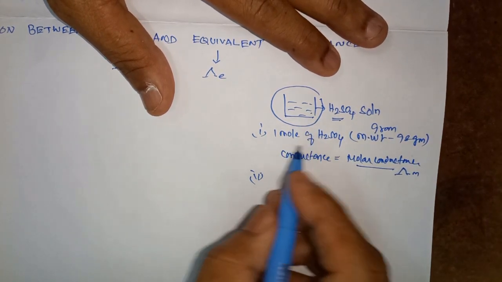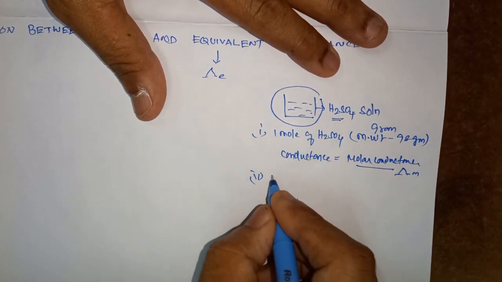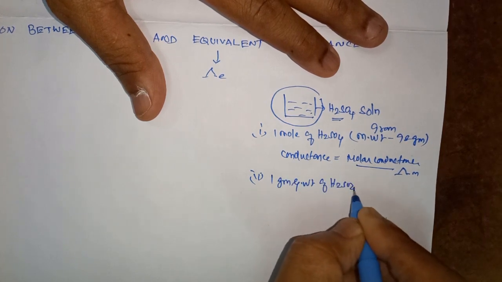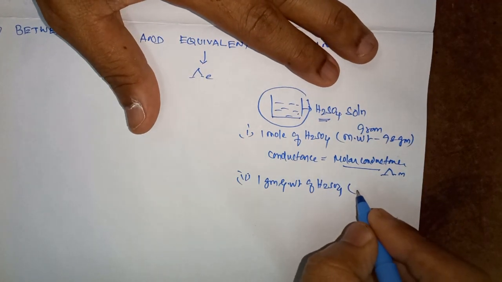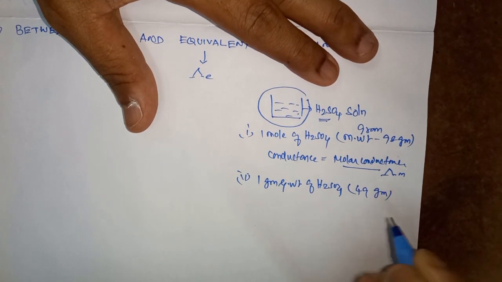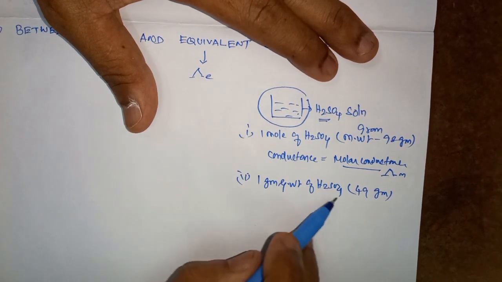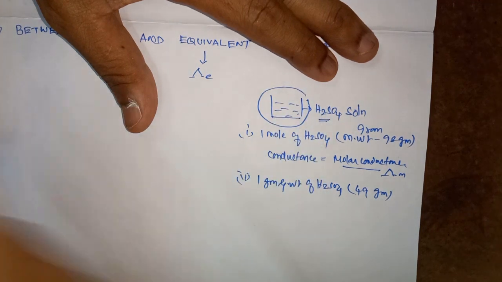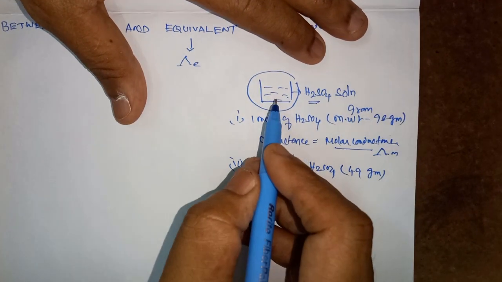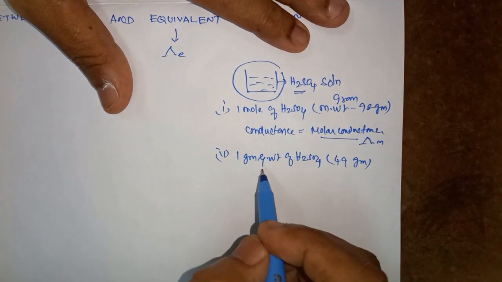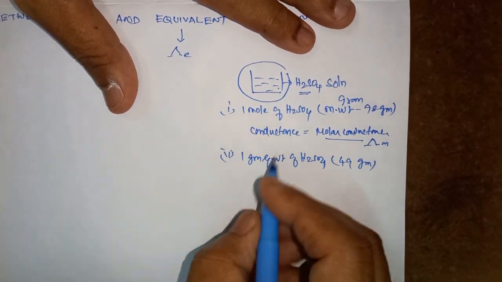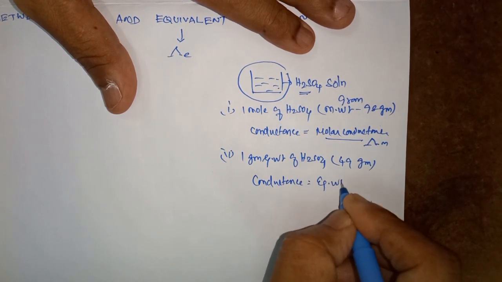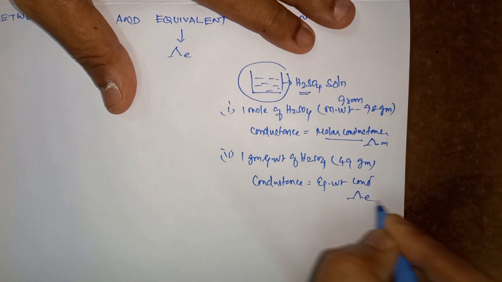Second case. Now in that case, instead of 1 mole, I take 1 gram equivalent weight of H2SO4. What is the 1 gram equivalent weight of H2SO4? The value is 49 gram. Suppose I ask how much amount of sulfuric acid is there, I say 49 gram. Or how much electrolyte is there, it is a solution which contains 1 gram equivalent weight of electrolyte. So the conductance of this solution is called equivalent conductance. Here it is lambda e.